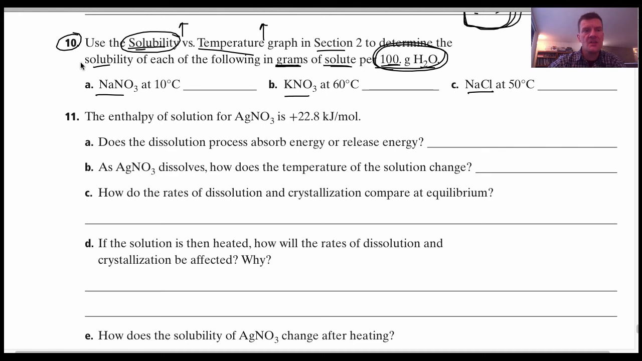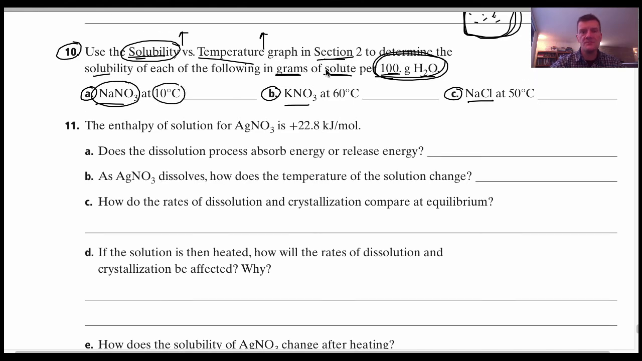Okay? So if we look back in section 2, at this graph, we're just going to point out a few things, and then I'll let you just read the graph and put down the value. Okay, we'll look at one together and then you can do the other two. So we'll look at sodium nitrate at 10 degrees Celsius. So let's go back up to section 2.